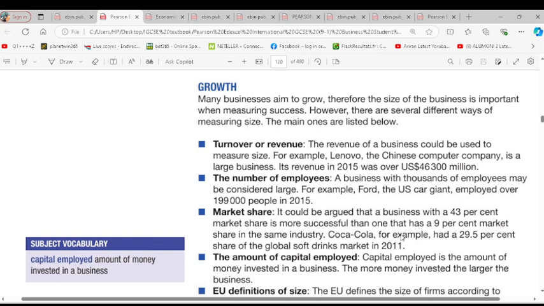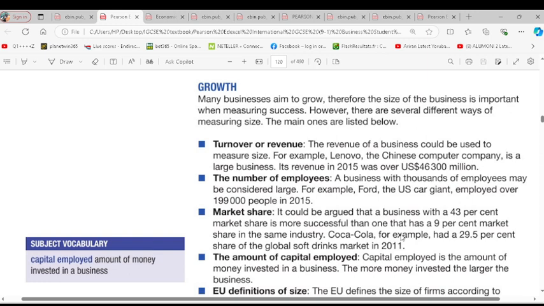One, turnover or revenue. The revenue of a business could be used to measure size. So here, the growth could be growth in terms of revenue. Oh, your revenue has increased compared to the previous year. So that means you are growing. Yeah. The number of employees. Oh, last year we had 25 employees. This year we have an additional 15, which means we have 40 employees. We are expanding. This is growth.